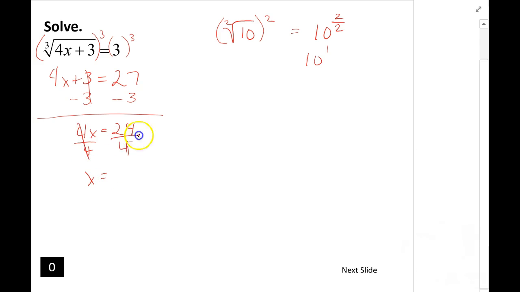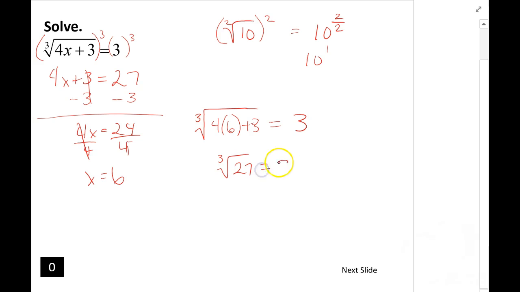I have 24 here, divide by 4. X equals 6. Now, with all these solving equations, you need to go back and check your answer. Especially when we get to some of these problems where you end up with 2 solutions, because one of them most likely won't work. If you end up with one solution, it probably will work, but you always still want to check. Okay, so now plug it in. I get 24 plus 3, which is 27, and I know that the cube root of 27 is 3, so that works.